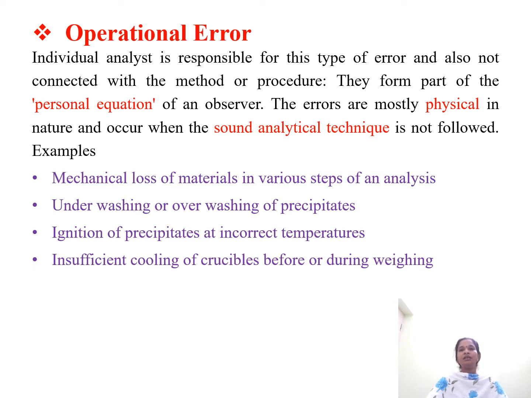Operational error: the individual analyst is responsible for this type of error, and it is not connected with the method or procedure. They form part of the personal equation of an observer. These errors are mostly physical in nature and occur when sound analytical technique is not followed. Examples of operational error include mechanical loss of materials in various steps of an analysis, underwashing or overwashing of precipitates, ignition of precipitates at incorrect temperatures, and insufficient cooling of crucibles before or during weighing.